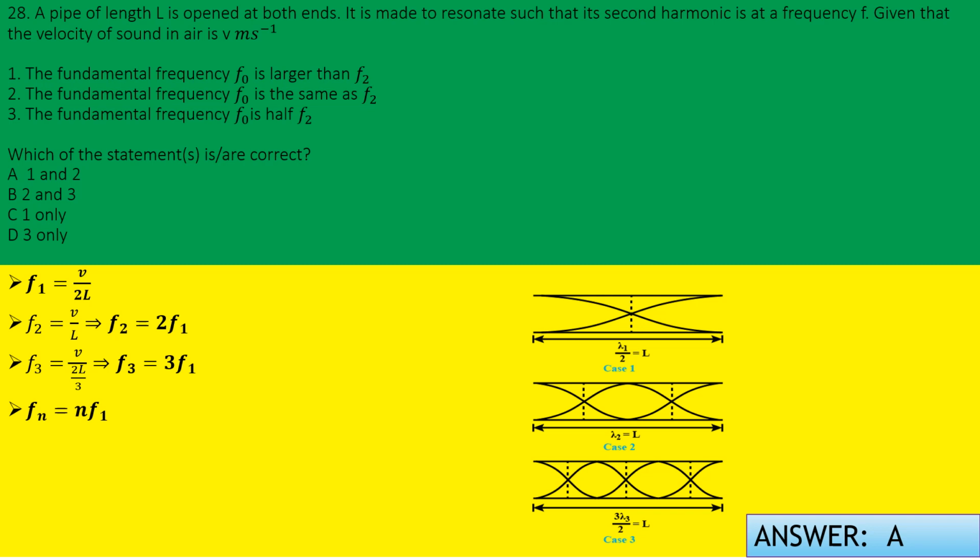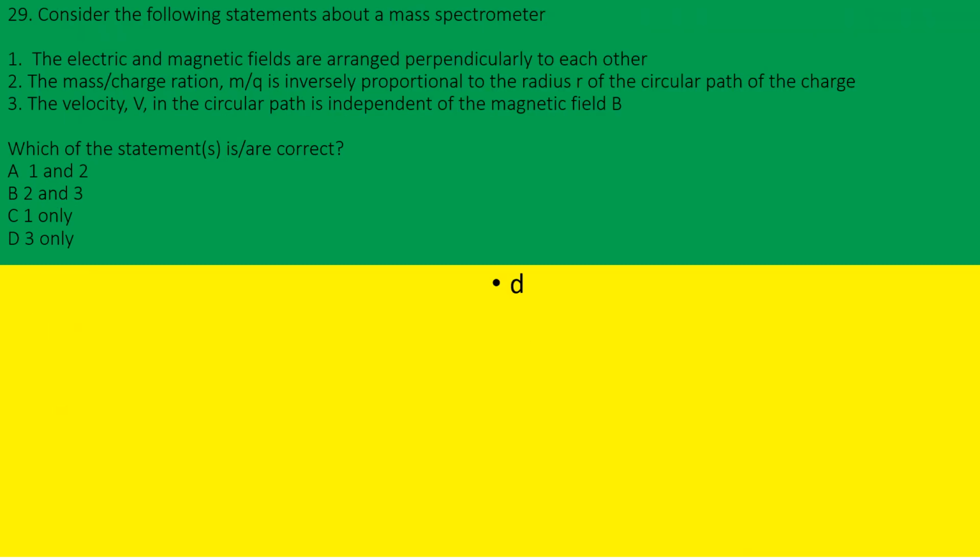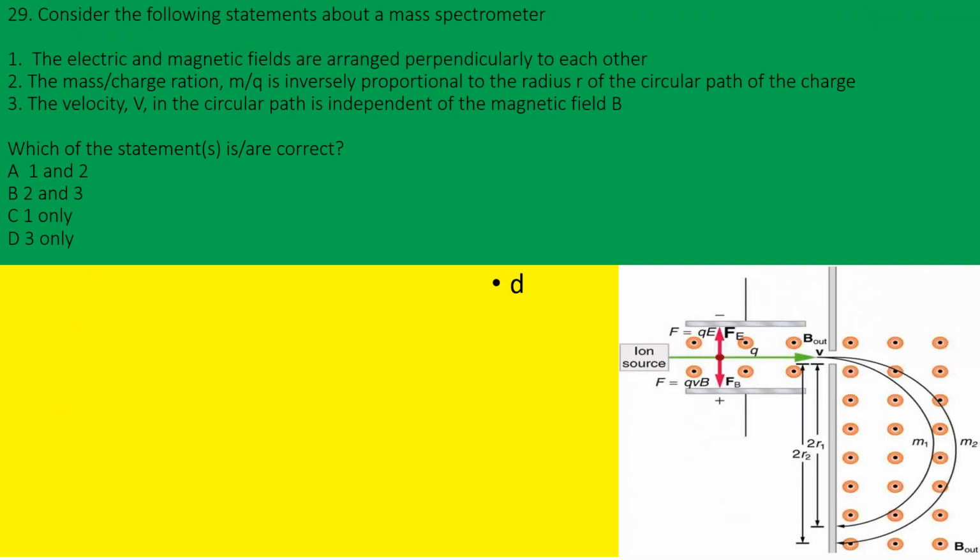Okay, so we move on to the next. Consider the following statements about the mass spectrometer. Okay, so this is like a picture of what a mass spectrometer would look like, right? So you have the ions being accelerated in an electric field. So this is our electric field like that. Then once they get into the magnetic field, it will deflect them onto this photographic plate. So this is a photographic plate like that.